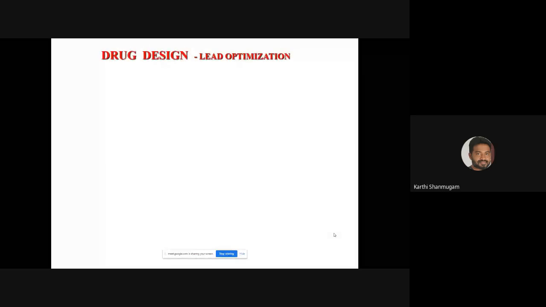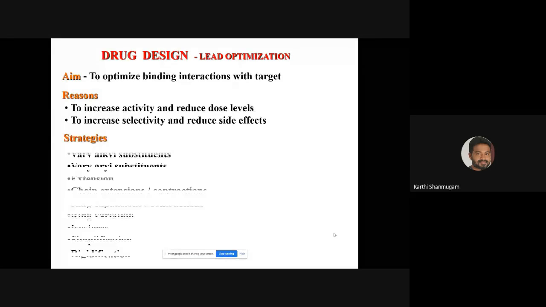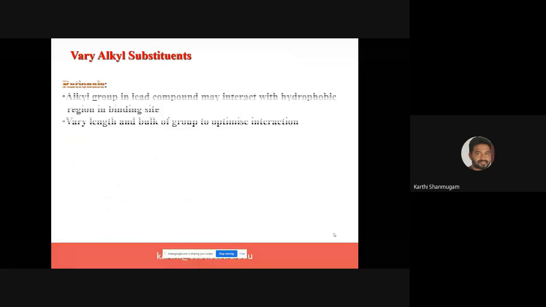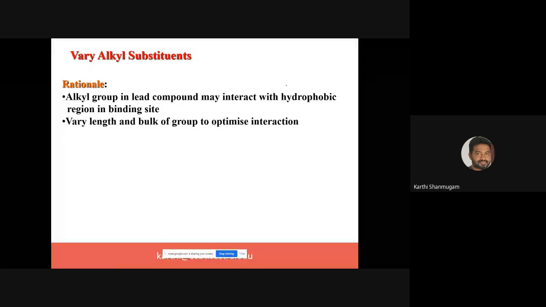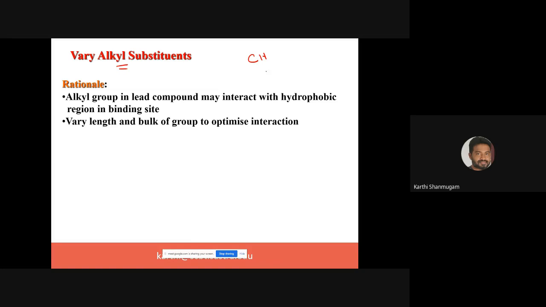So first is the alkyl substituent. Alkyl groups are mainly made up of carbon and hydrogen, right? So an example is CH3. This is a methyl group.